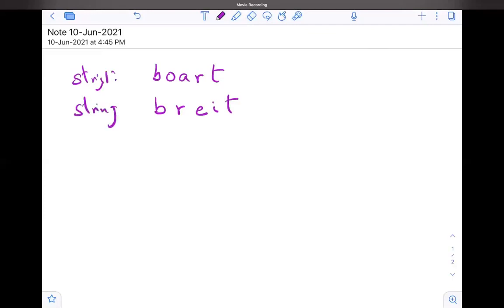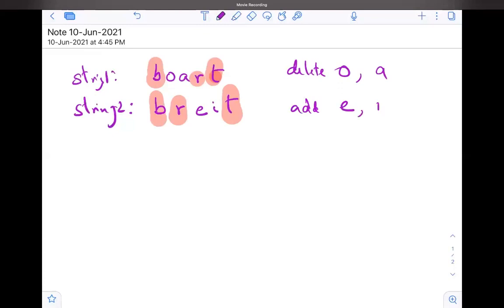So what is the longest common subsequence here? The longest common subsequence is B R T, right? So you want to keep them the same. B R T. So what is the way to convert this to this? The idea will be to delete O and A, then add E, I. So the total number of things is 4.